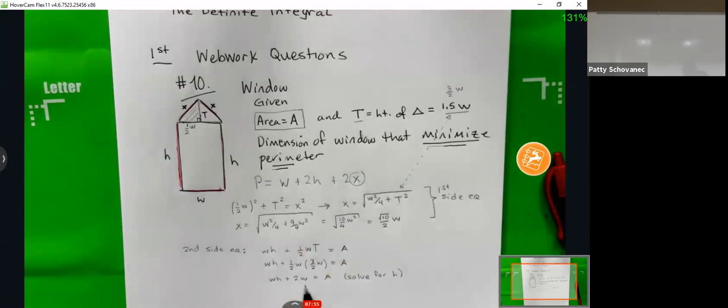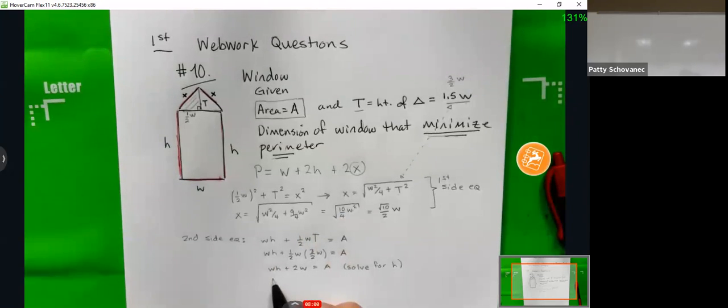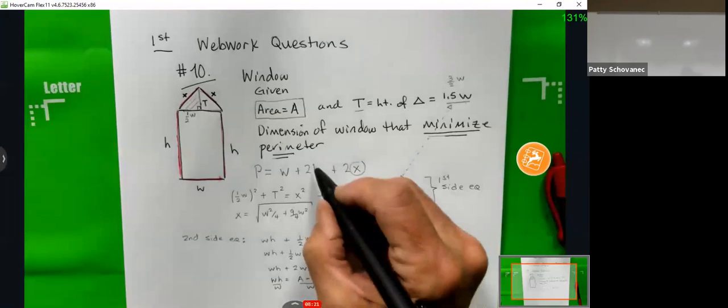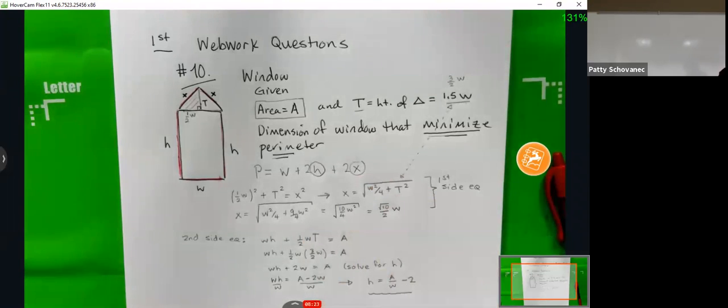I'm going to move the 2w over, and I'll have wh is equal to a minus 2w, and now divide by w. And so we have h is, let me simplify it, a over w minus 2. That's going to go right here. That's going to allow me to write my perimeter function strictly in terms of the variable w.